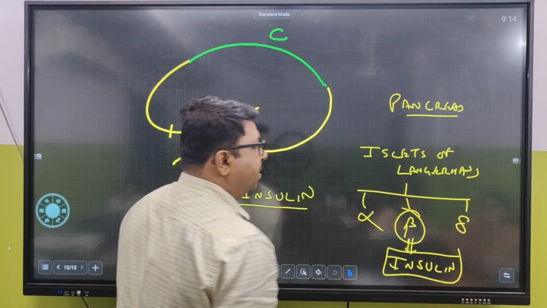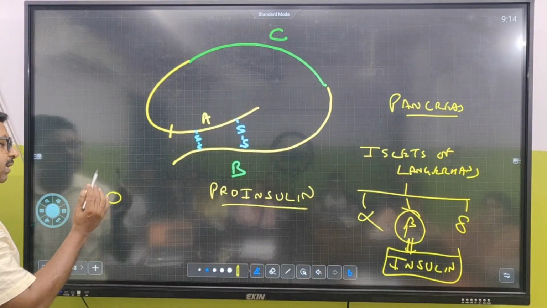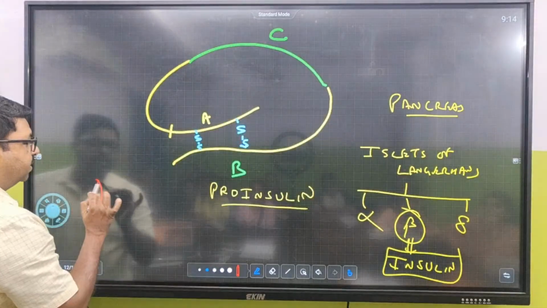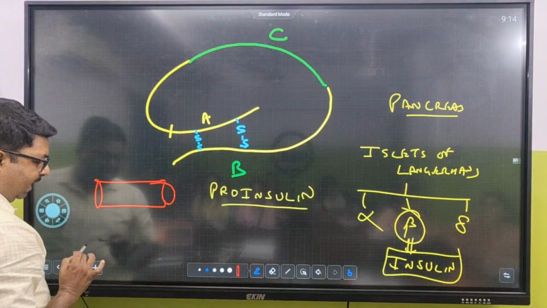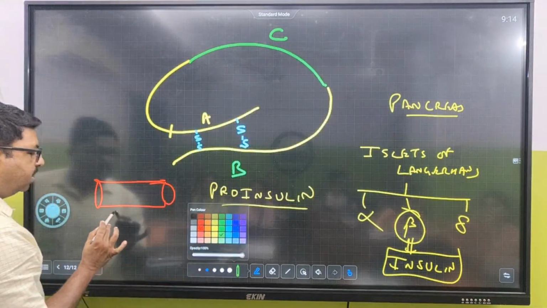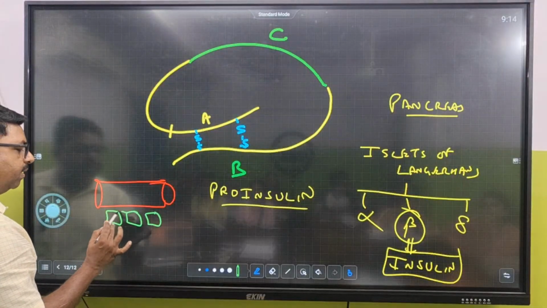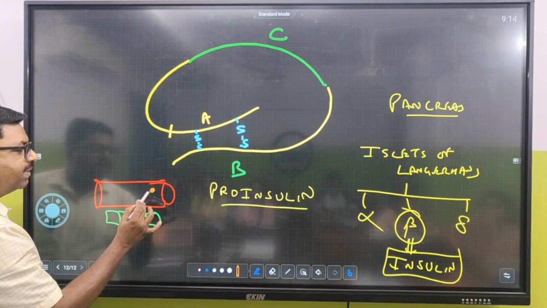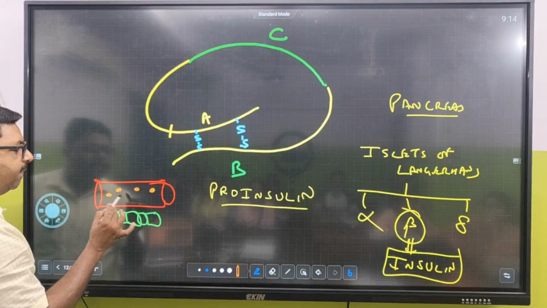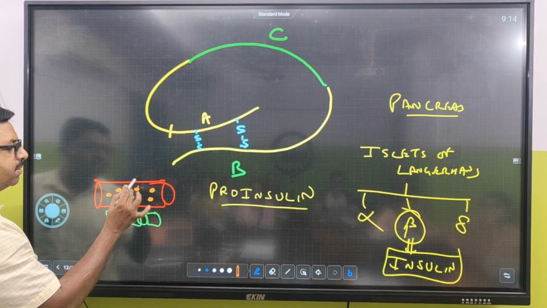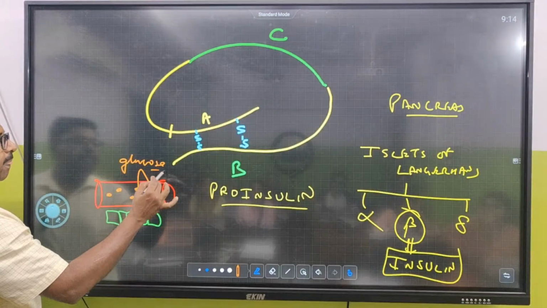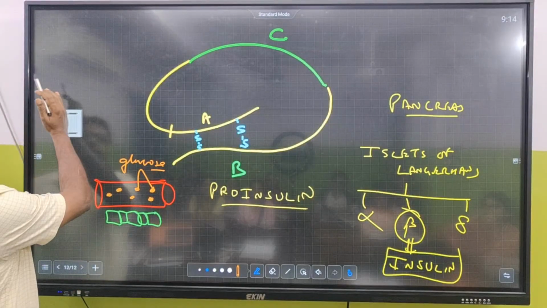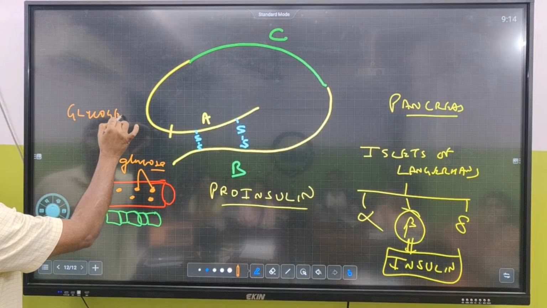And this insulin can reduce the glucose level. Now look, this is the blood vessel, and these are the normal cells. From the blood vessel, insulin is going. Glucose is enriched in the blood. Where did the glucose come from? By breaking down glycogen.